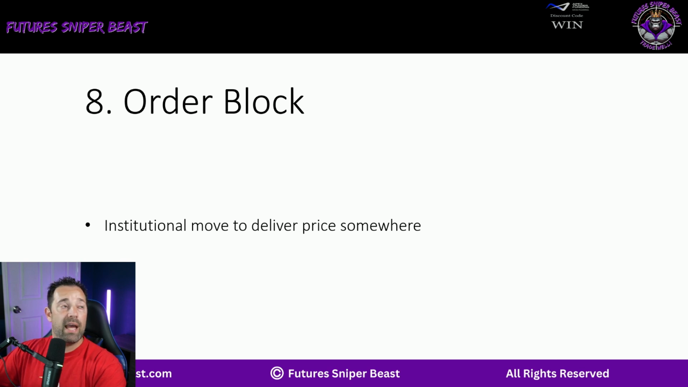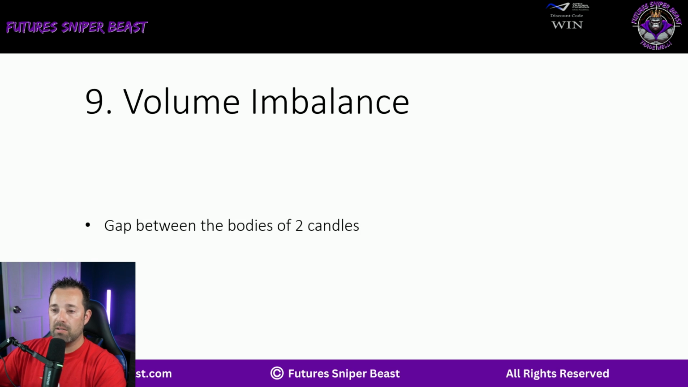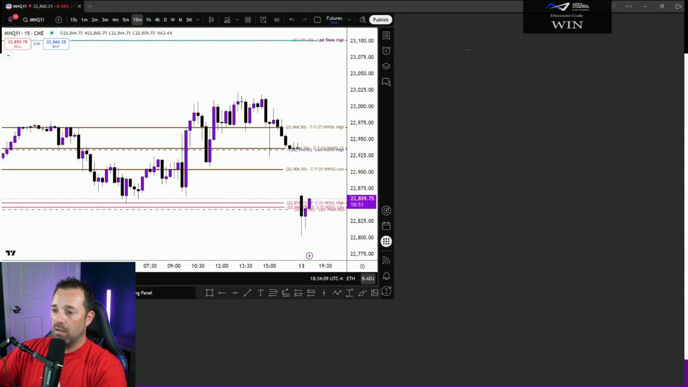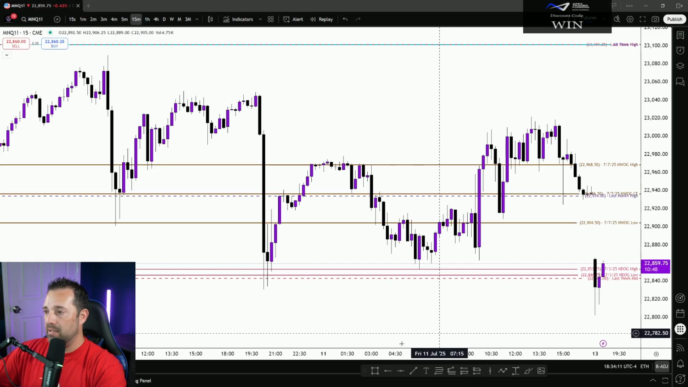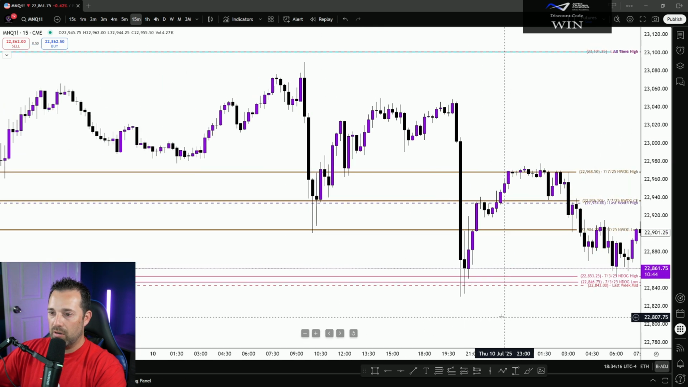Next up, we have a volume imbalance. Now that's the gap between two bodies of a candle. Don't get it confused with a fair value gap. Volume imbalance is two bodies of a candle. So let's find us a nice example here.